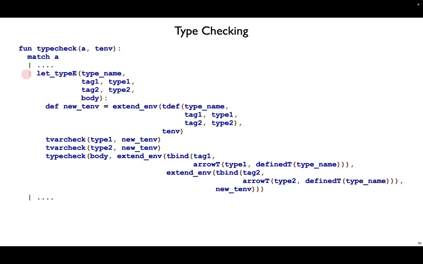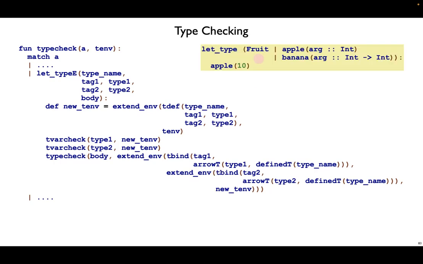To type check a let type, the first thing we do is construct that extended environment. We add a tdef to the environment, and this has all the information that we need from the new type that we've defined. Next up, we use tvar check to make sure that the two types for our variant arguments are valid types. These types can refer to the type that we've just defined. They can be recursive and refer back to the type name, but they can't refer to other types that have not yet been defined. That's what tvar check will look for. Finally, we type check the body, and we do that in an environment that's been extended even further to have types for those constructors. Our constructor type is just an arrow type. We'll reuse that, and that makes the type checker a little bit simpler.